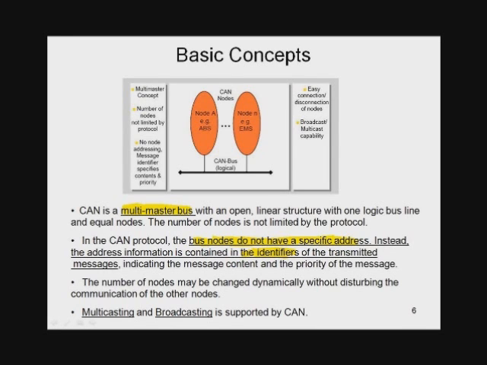The way the CAN communicates is sometimes called broadcasting, in the sense that whenever a message is sent out, all the other nodes see it, and multicasting, in the sense that there can be more than one source, not just one master sending things out. There can be several devices that can send out messages to the others.